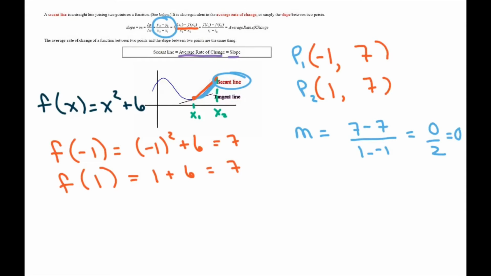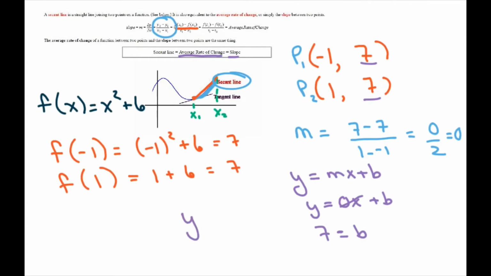Now we have to write the equation of the secant line, which is y equals mx plus b. You fill in your slope, so 0x, that just goes away, plus b. Now we just have to plug in our y, so 7 equals b. And so the equation of your line is y equals 7.